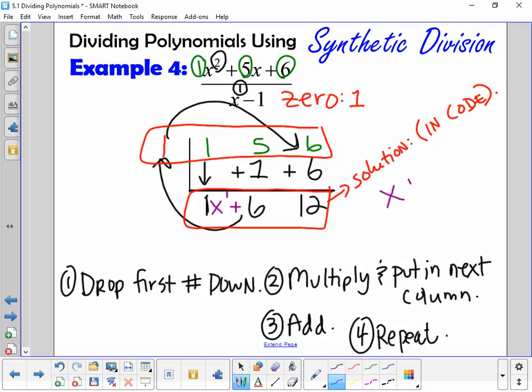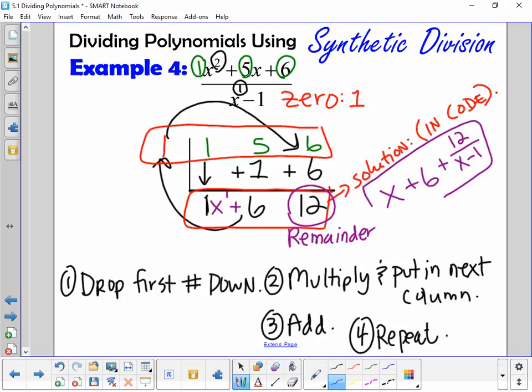That would be a plus 6. And then this is the remainder. So we have x plus 6, and our remainder is 12 over, and we put our divisor here, x minus 1. So there's our unencoded solution. Uncoded. I'm sure that's a real word, uncoded.